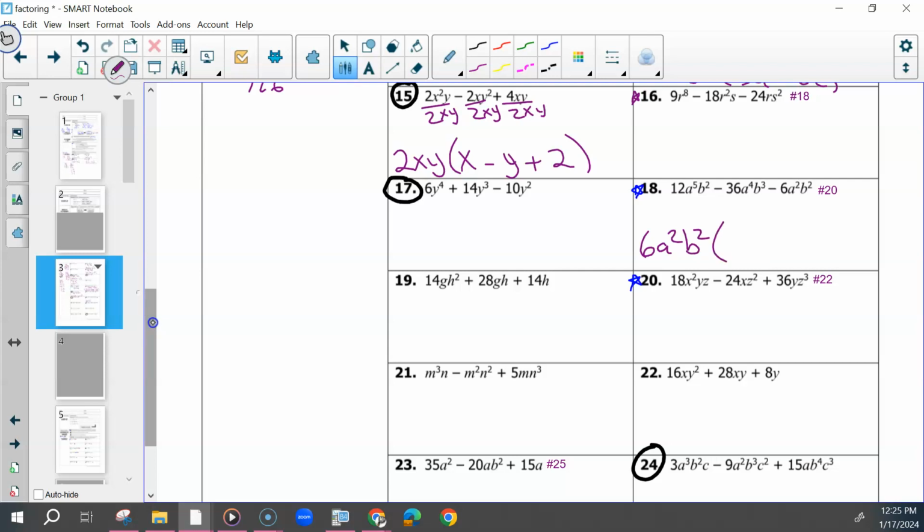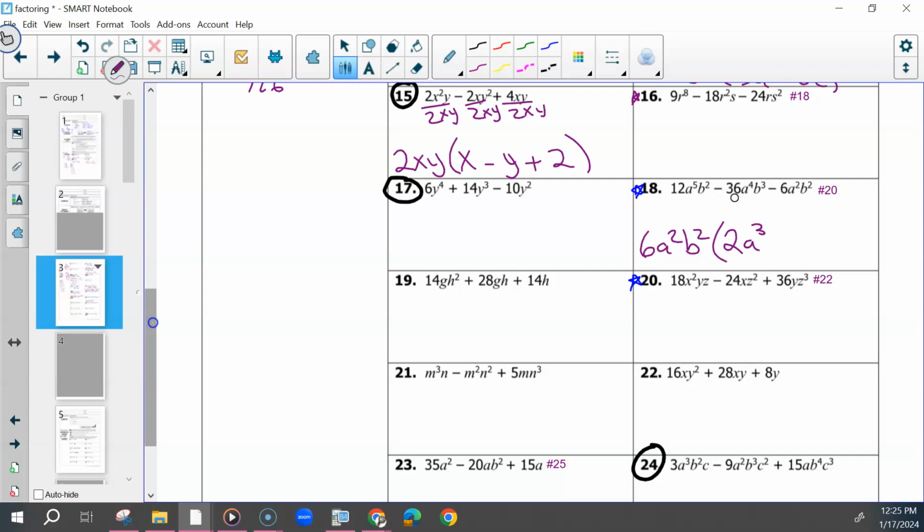Divide that from each piece. One step at a time. 12 divided by 6, A to the 5th divided by A squared, B squared divided by B squared. What would that first one be? 2 with A to the 3rd power. The B squares would cancel.